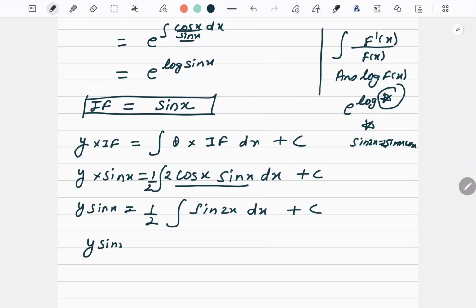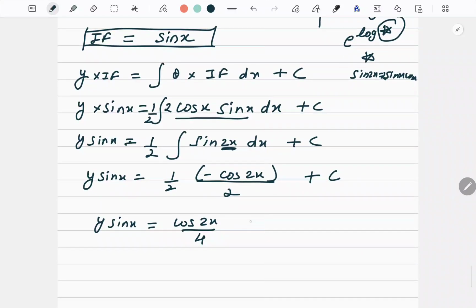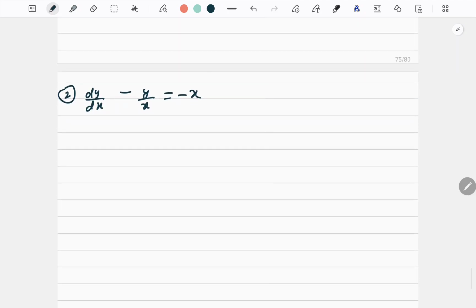Y sin x is equal to 1 by 2. What is the integration of sin x? It is cos with a negative sign. So minus cos 2x, and the 2x gives me 2 in the denominator, plus c. So the answer is y sin x is equal to minus cos 2x by 4 plus c. So this is my answer. Linear questions will be a little lengthy, but if you do it slowly, it's easy. It's not difficult.